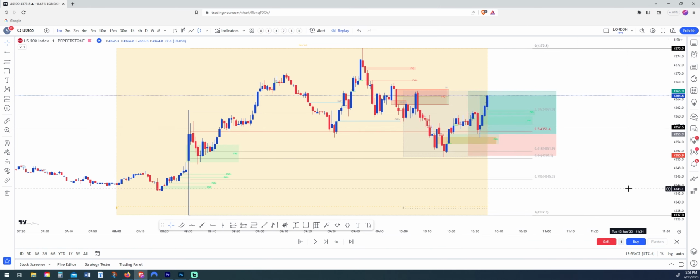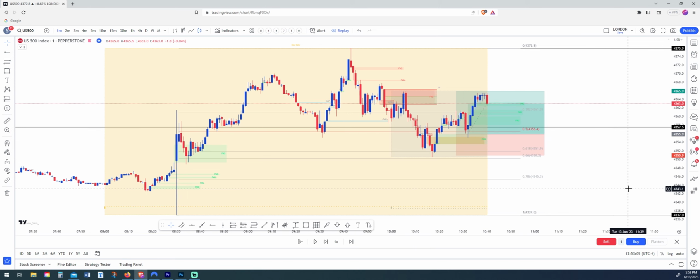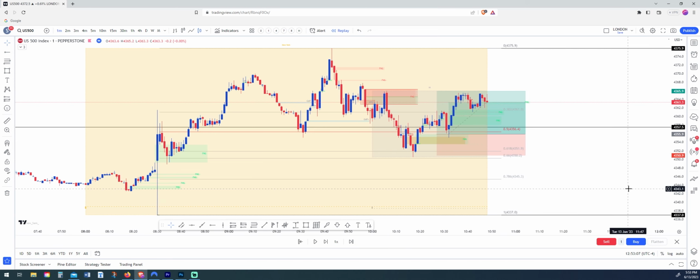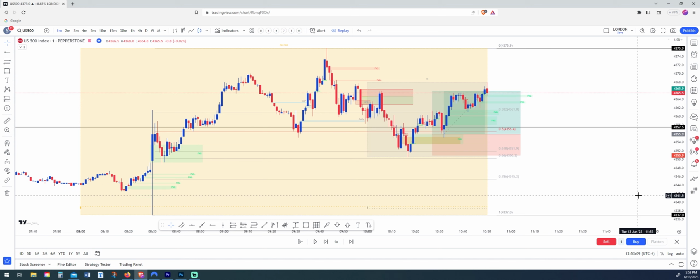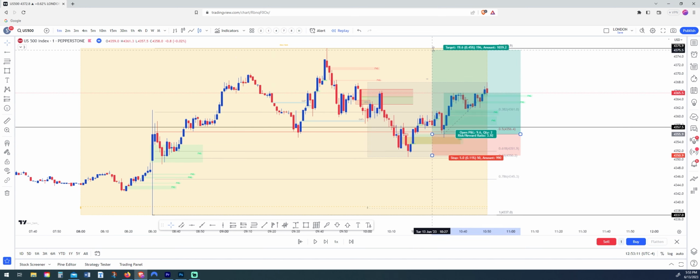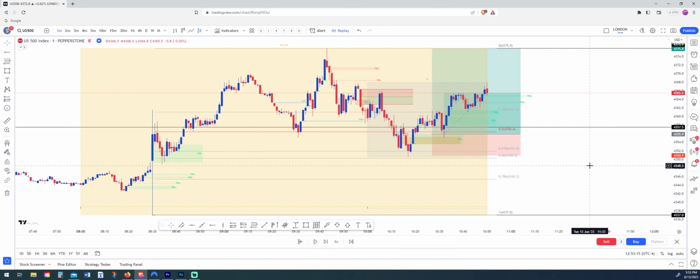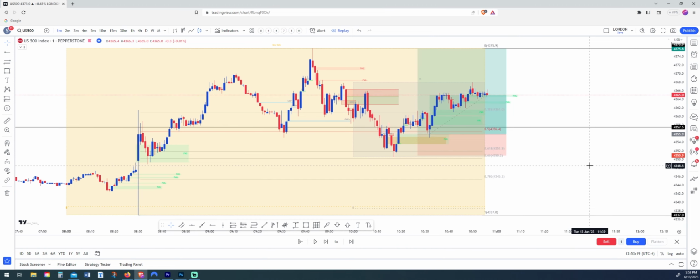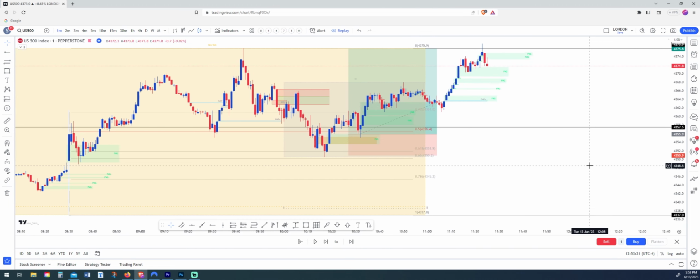Let's put this up to a 2-to-1, see if we can take out the 2-to-1. Very close to a 2-to-1 already. And there's our 2-to-1. The ultimate target would be to take out the session highs here. However, in my position, I would have closed out by now. Like to be in and out of the trades as quickly as possible and move on with the rest of my day. Let's scroll forward.